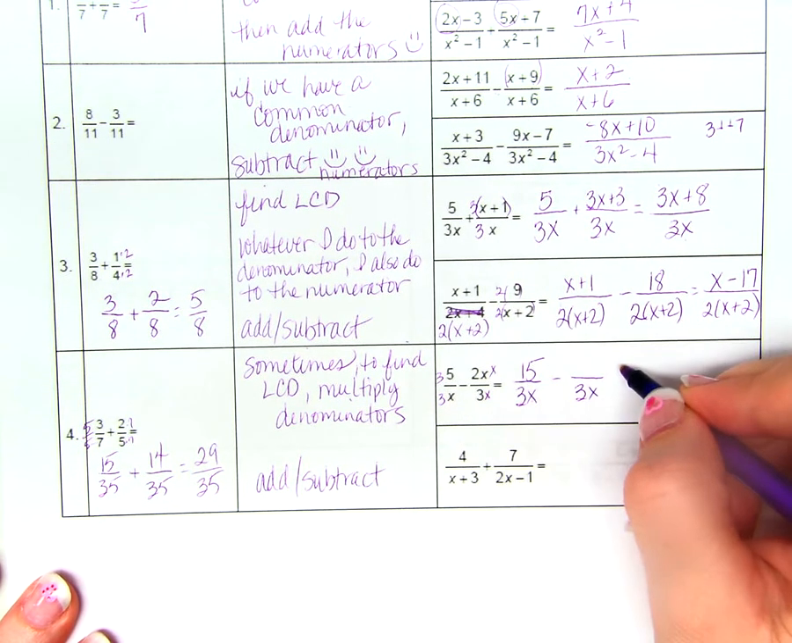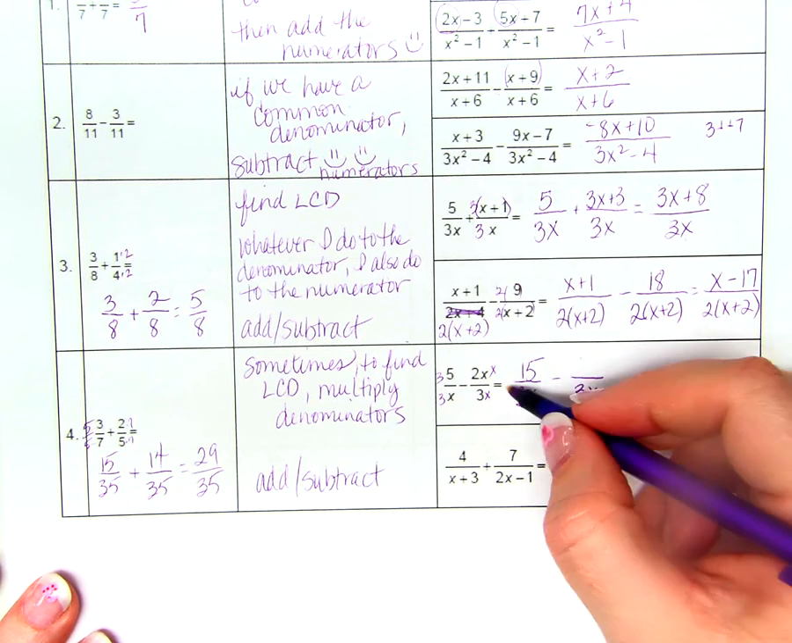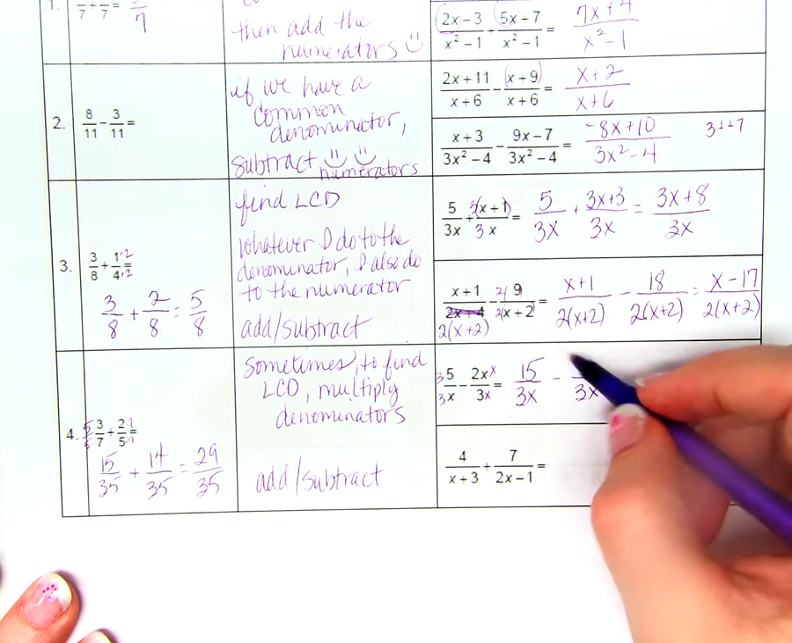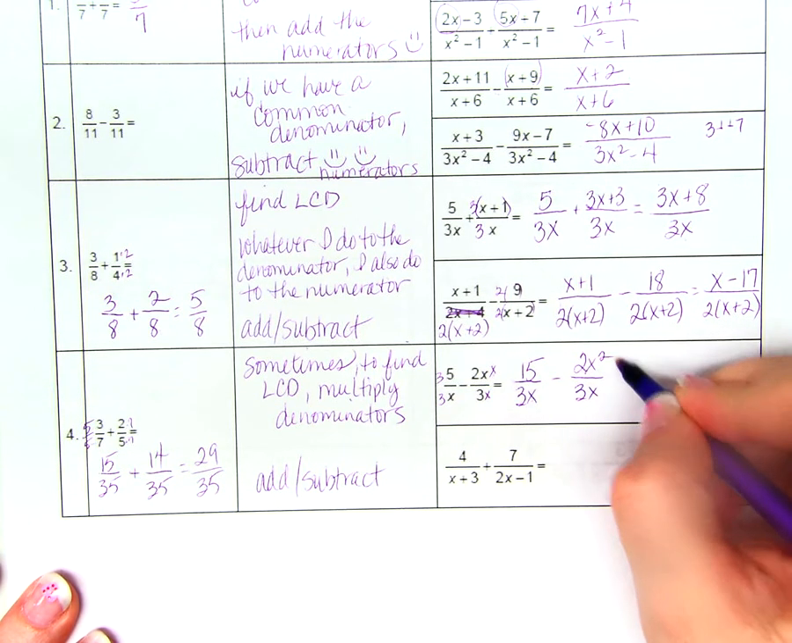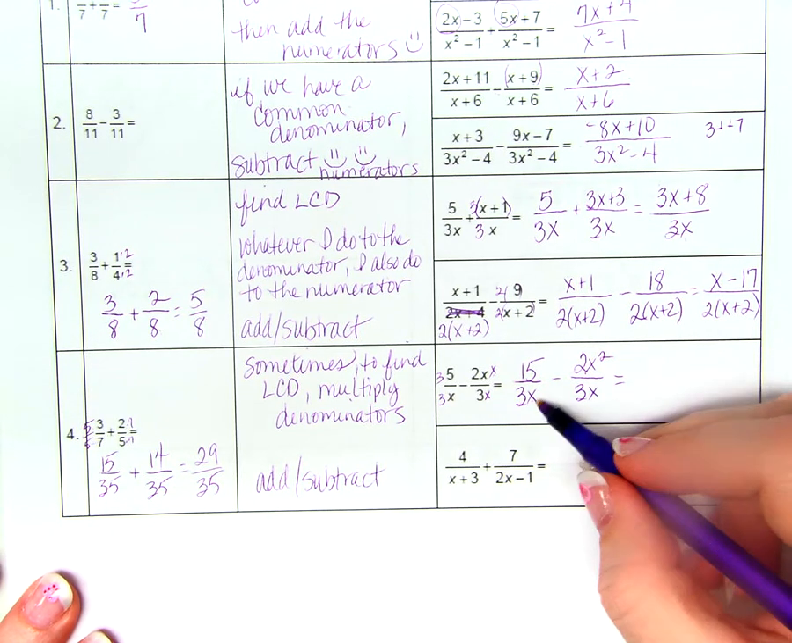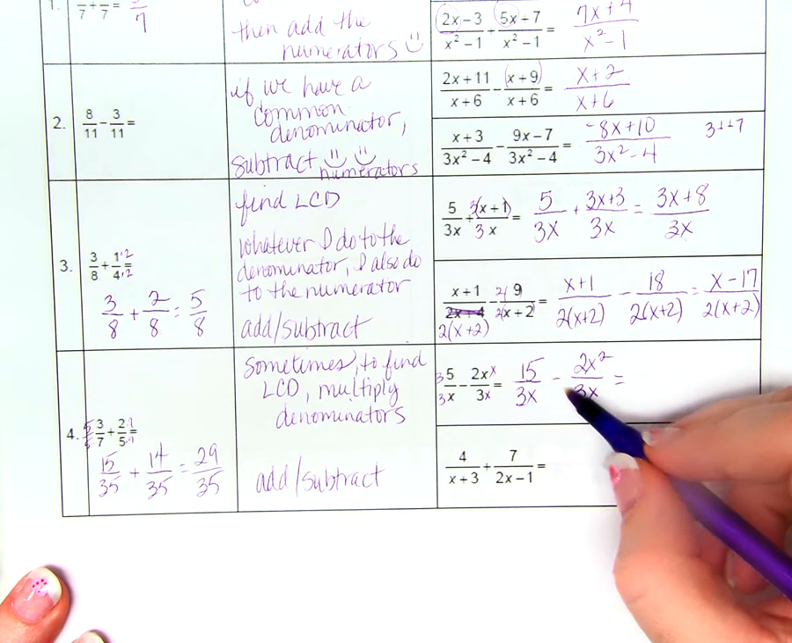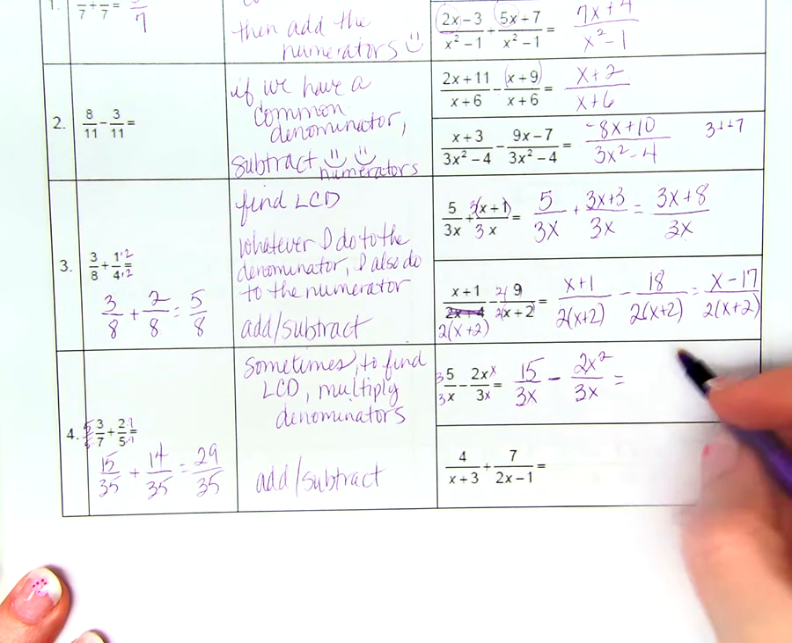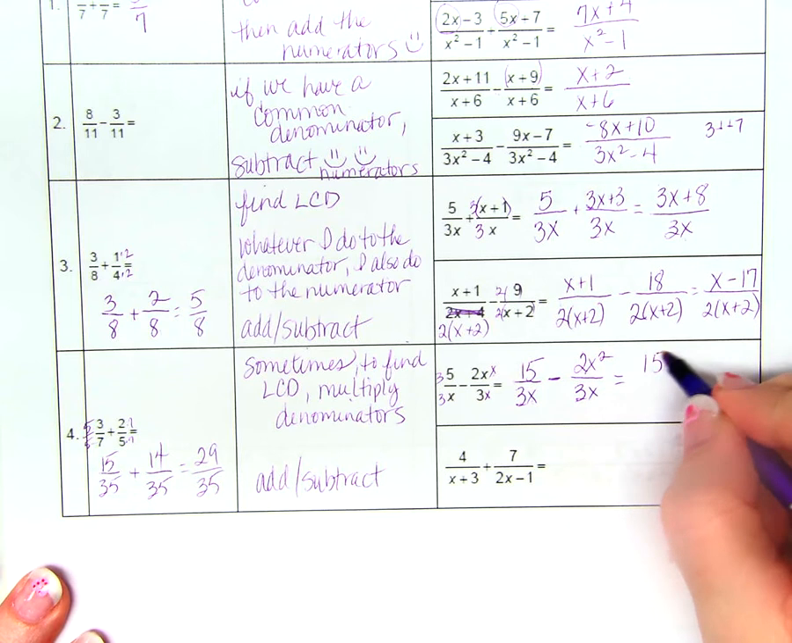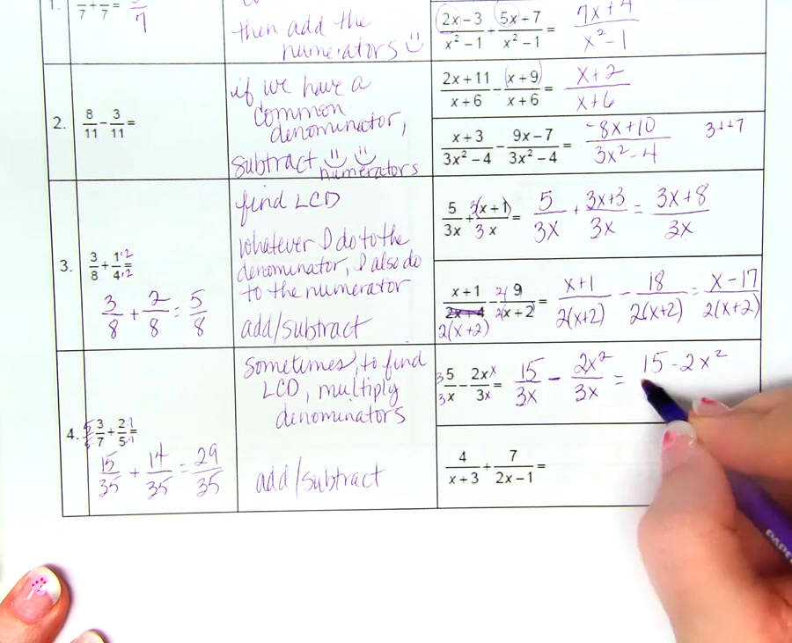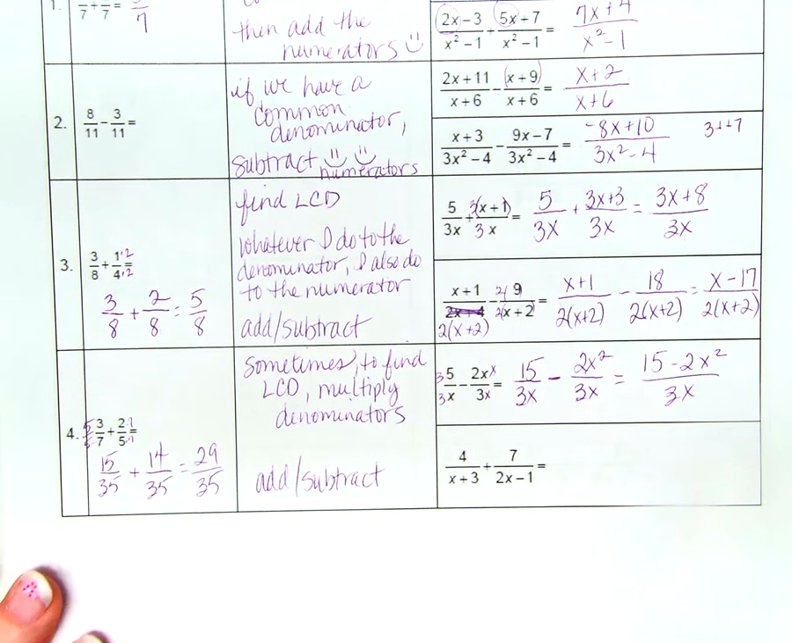This used to be a 3, and now it's a 3x, so I need to multiply by, very good, and I get, wait, 2x squared, are you sure? Good, be sure. Now that I have a common denominator, what do I do? Just subtract, right? 15 minus 2x squared over 3x.